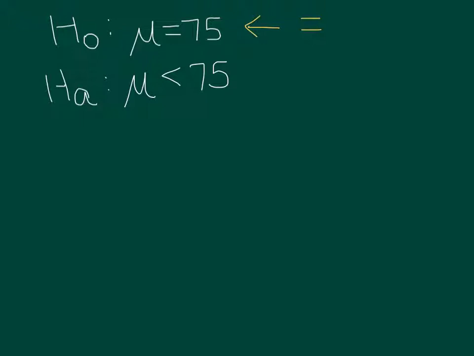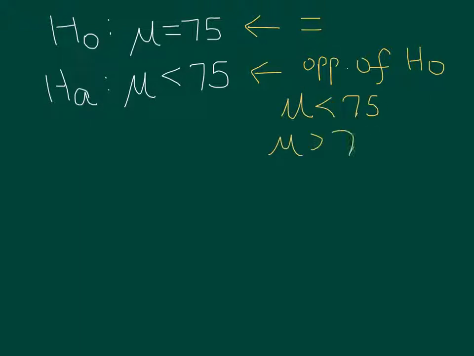Some books might do that differently, but generally for all the hypothesis tests that I'm going to do, I really like for you to put an equal sign in the null hypothesis, because that's the thing that you're assuming is true. And then the alternative needs to be the opposite of your null hypothesis. So that means you could have mu less than 75, you could have mu greater than 75, or you could have mu not equal to 75.